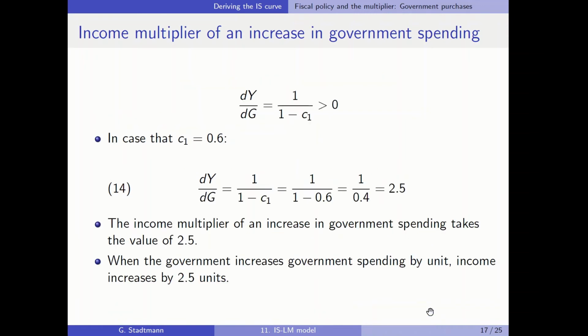How large is this relationship? Let's plug in a numerical value for the marginal propensity to consume. Let's assume that C1 is equal to 0.6. Then we get here 1 over 1 minus C1. It's equal to 1 over 1 minus 0.6, which is equal to 1 over 0.4, which is equal to 2.5. So now when we know the value for C1, then we can compute the income multiplier. We can generate a numerical value for this income multiplier, and it's a positive 2.5. This has to be interpreted in the following way. When the government increases government spending by 1 unit, then income increases by 2.5 units.